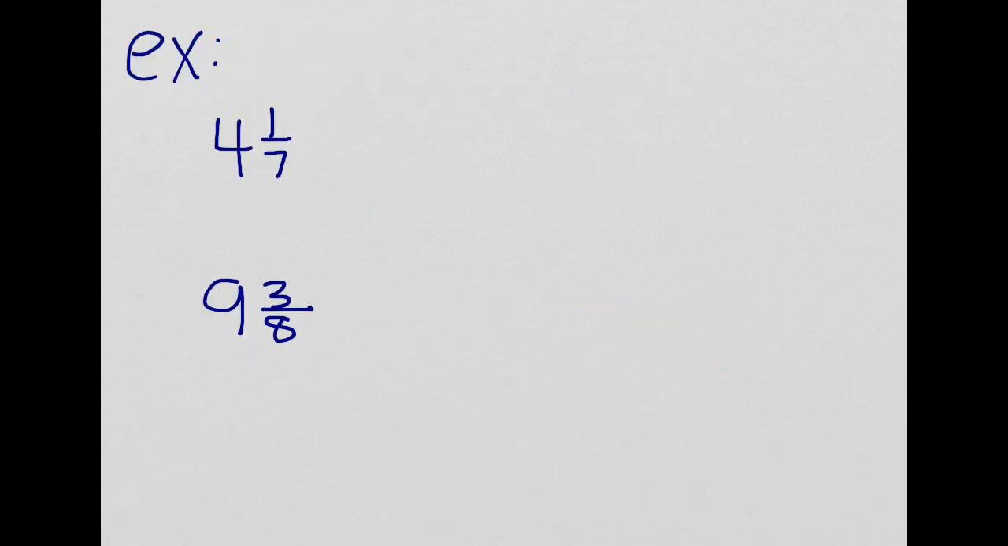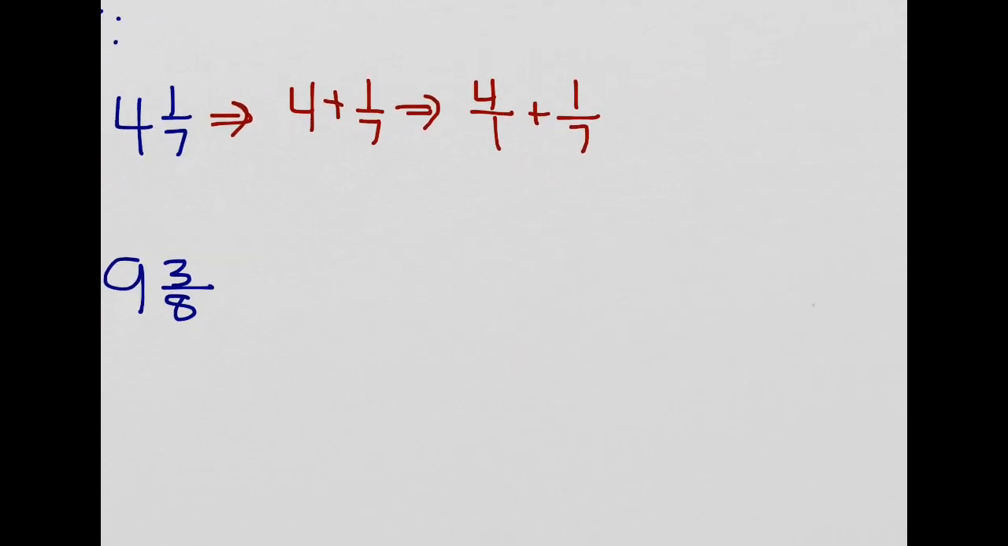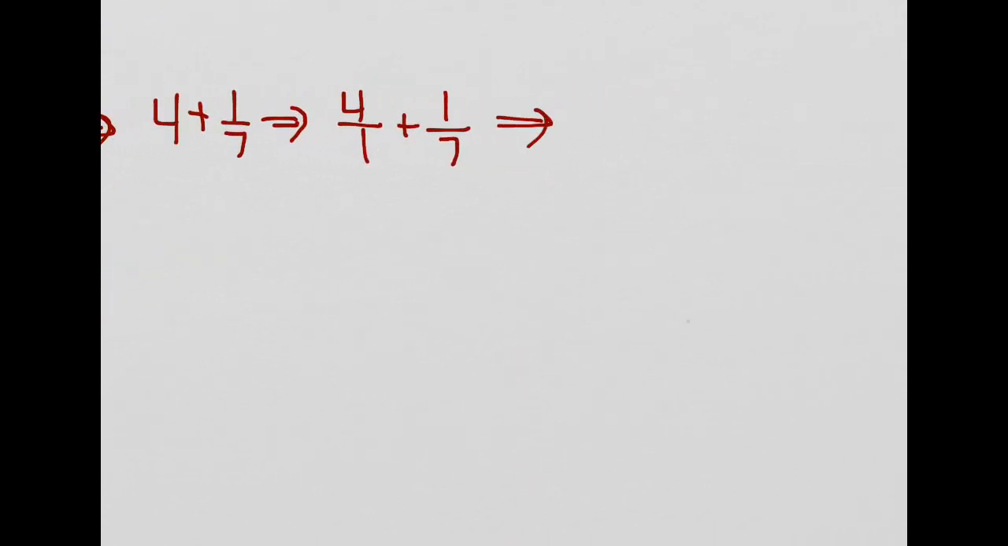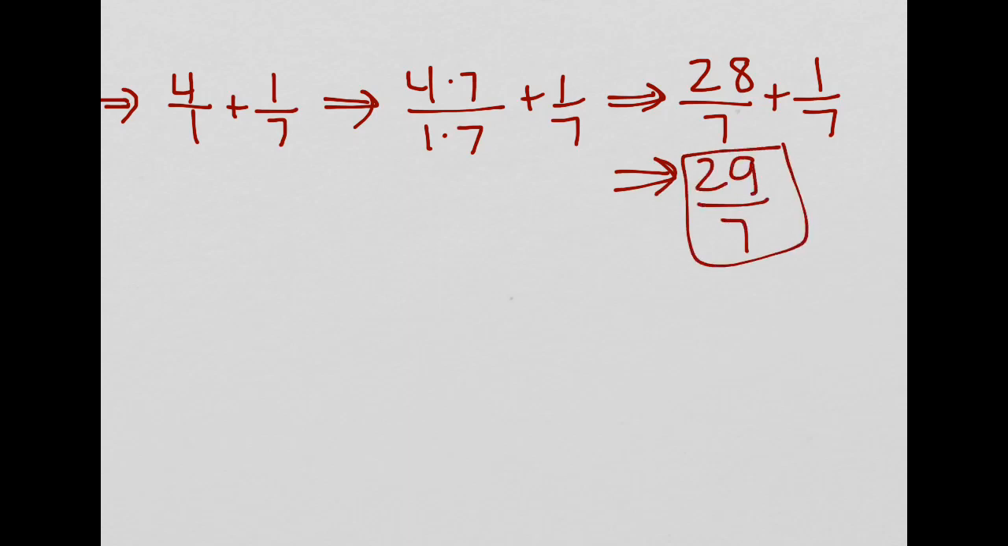So let's look at our first one. We have 4 and 1/7. Well, we rewrite it as 4 plus 1/7. And this is equal to 4/1 plus 1/7. Now I want to get a common denominator, so I'm going to do 4 times 7 over 1 times 7 plus 1/7, which is equal to 28 over 7 plus 1 over 7, and this is equal to 29/7. So that's our answer. Okay.